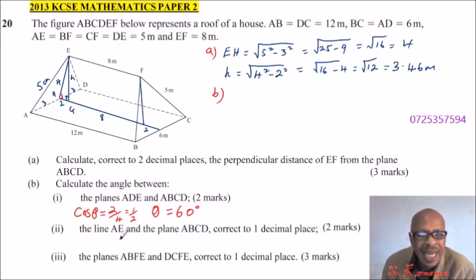Problem number 2: the line AE and the plane ABCD, correct to 1 decimal place. The angle between the line AE and the base, that is ABCD, is the angle between AE and its projection. So we can draw a line here to represent the projection. If you drop E, it will fall onto G here. So the angle that we are required to find is this one.